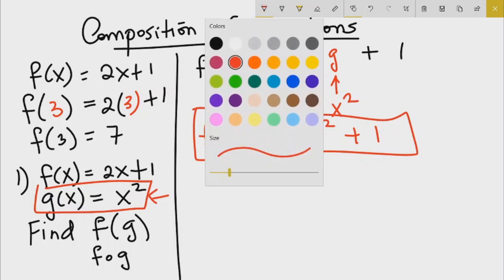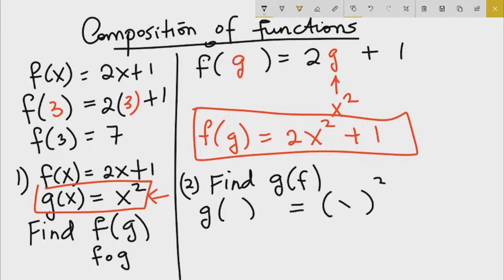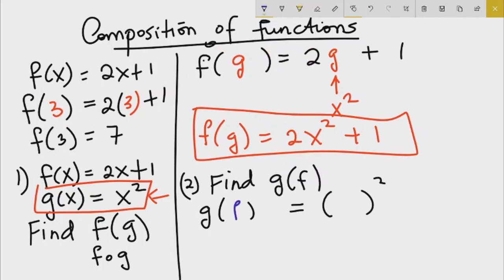So in the second example, we are told to find function g of f. So let's quickly do the function g of f. Again, we want to first go from g of x. We know that g of x is s squared, okay? g of x is s squared. So what will be our g of f? Again, let's remove the x and put f into the g, okay?